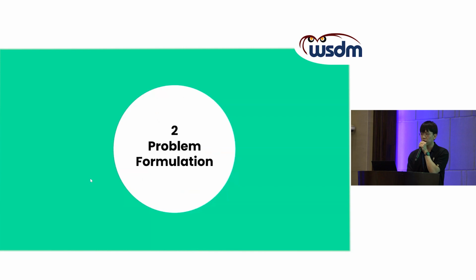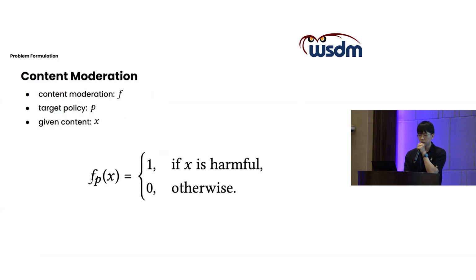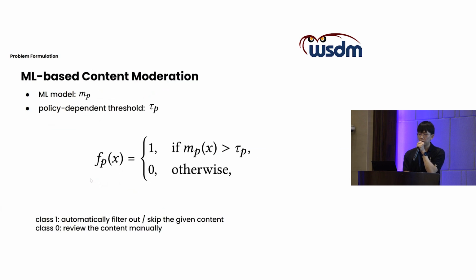In the second section, I'll introduce how we formulate our problem setting, including content moderation and the multiple subtask approach. Content moderation is commonly defined as classifying whether the given content is harmful or not based on the policy. In an ML-based scenario, content moderation is defined with the ML model and the corresponding threshold. If the output score of the ML model is larger than the threshold, the content is automatically filtered out or skipped. Otherwise, the content is manually reviewed by human moderators.